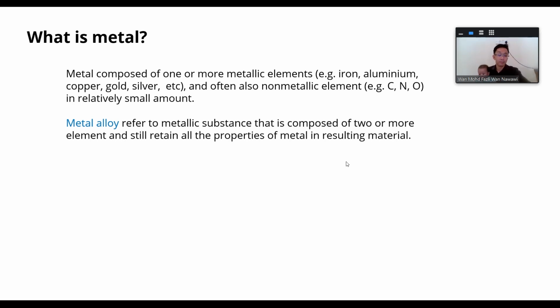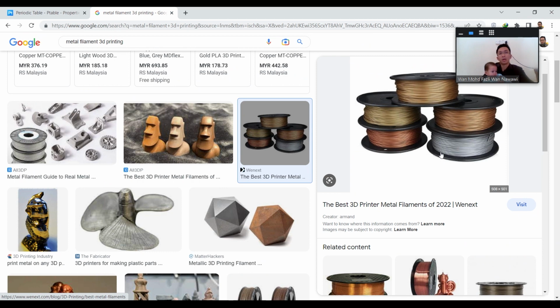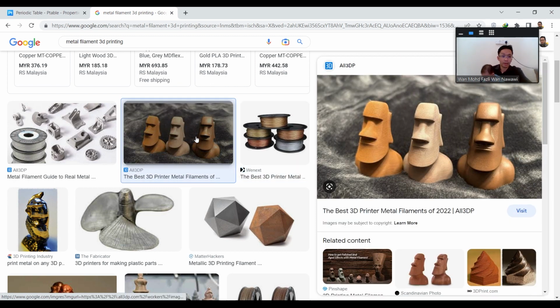The important sentence here is the last sentence: still retain all properties of metal in the resulting material. Why do I say it's important? Because let's say I show you this thing. Let's say this is a 3D printing filament. We will learn about 3D printing later on for your project. But for the time being, 3D printing is basically a process where you take a plastic filament, put it in the machine, and the machine makes a 3D design based on what you draw. For example, this is what you can get from 3D printing.